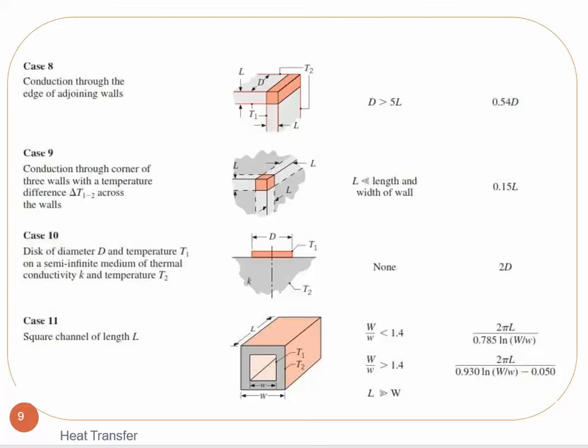In case 11, square channel of length L, where the restriction is first that capital W is the width of the outer surface, and small w is the width of the inner surface. If capital W by small w is smaller than 1.4, then the formula will be 2 pi L by 0.785 natural log of capital W by small w. If capital W by small w is greater than 1.4, then 2 pi L by (0.930 natural log of capital W by small w minus 0.050) formula will be taken.